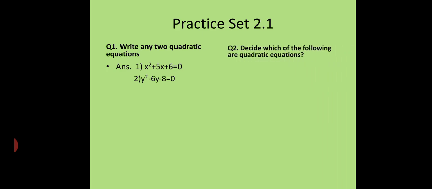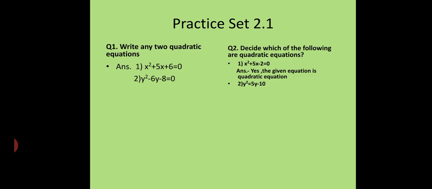Now question 2. Decide which of the following are quadratic equations. To decide quadratic equation, we have to check the index of the variable. If the index of the variable is 2, we can say that the given equation is a quadratic equation. So let us see the example. X square plus 5x minus 2 equal to 0. Now here variable used is x. The maximum index of x is 2. Therefore, yes, the given equation is quadratic equation.